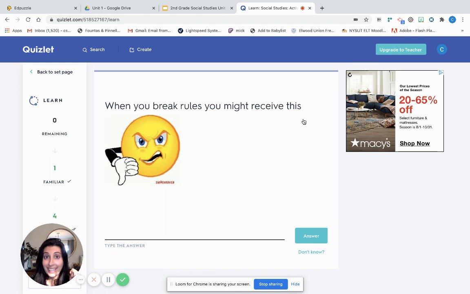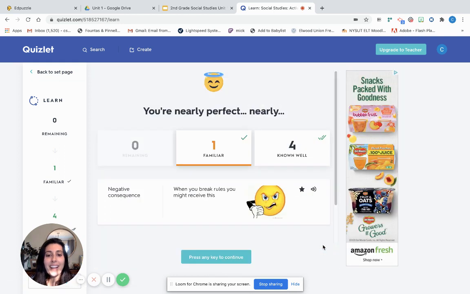Did you say negative consequence? Last time we said positive consequence, but we know a positive consequence is what happens when you follow the rules. A negative consequence is what happens when we break them. So let's see if that is correct. Negative consequence. Answer. Correct. We got it right. Great job, everyone.